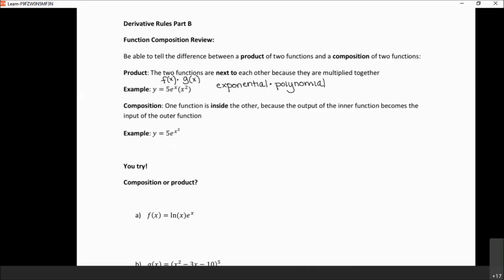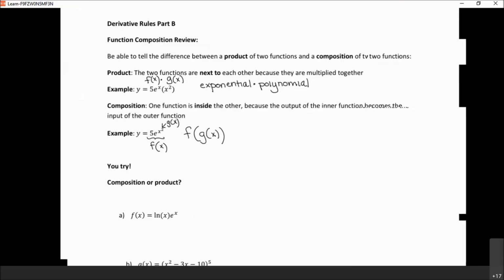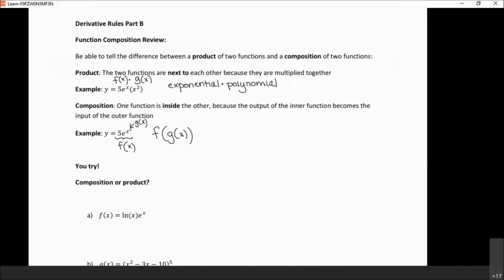So you can think of this as g of f of x. Actually, let me do it the same way so the g's and the f's are the same. f of g of x, where g of x is the x squared in the exponent, and f of x is my outer function, the exponential. Does everybody see that? Does everybody see that I've got a polynomial inside my exponential? It's acting as the exponent.